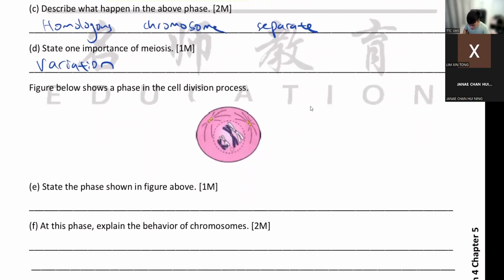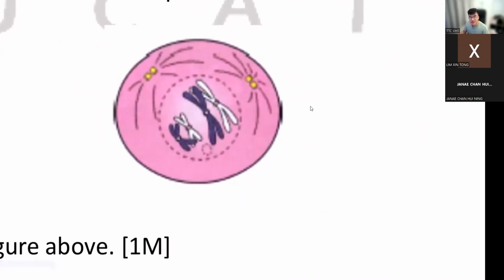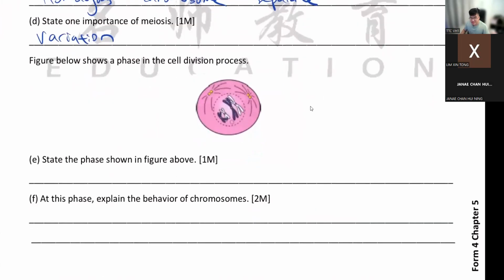Right? So next, state the phase shown. What is this phase? They are not doing anything. They are chilling. And they are in pair. Chilling is what phase? Pro. Wow, very good. Chilling is pro phase. Pair is what phase? Pair is 1 or 2.